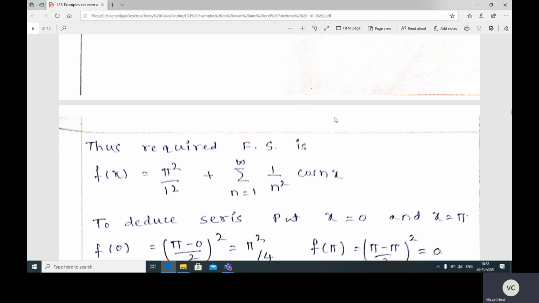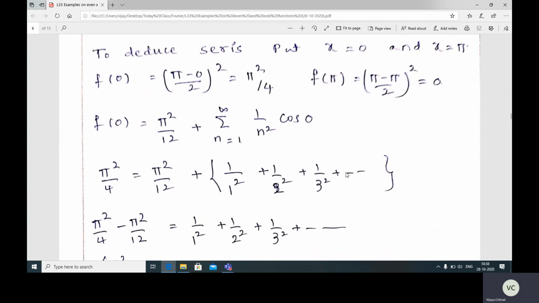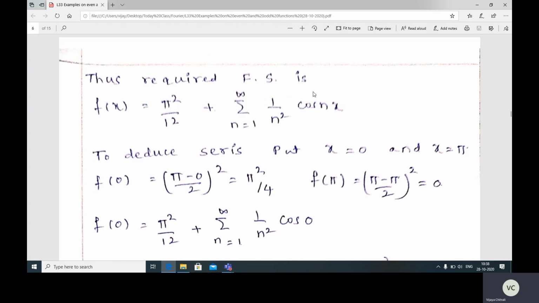Right? Now we want the series. To deduce the series, put x equal to 0 and x equal to pi. Why? The interval will be 0 to 2 pi, and here only the cos term is there. So for the cos term, I need this as 1. So the possibility will be substituting x equal to 0. Other will be x equal to pi. Right? So these two are the possibilities. And here cos pi by 2 is 0. We can't take pi by 2. So the possibility will be these two, to make this term 1.